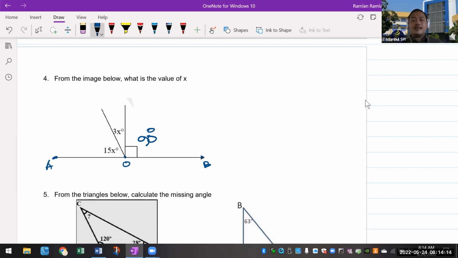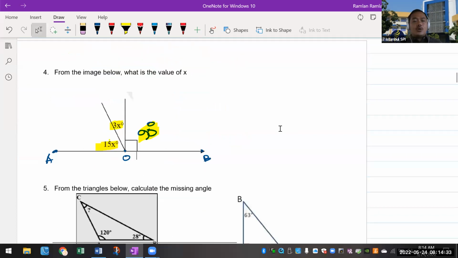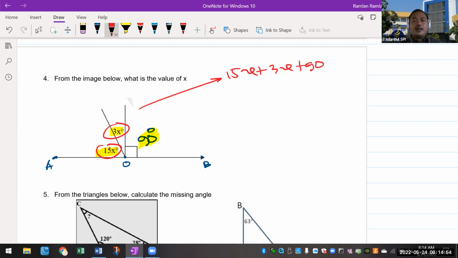That's the first step. The second step is that AB is a straight line. So which means that if we add this angle with this angle with this angle, it will be equal to 180 degrees. So again, we go back to the same exact concept. No matter how many angles you have, as long as we combine them together and they make a straight line, you add all of them and they will be equal to 180, okay? So if I write this as an equation, that will be 15x from here, plus 3x from here, plus 90 from here, equals 180, right?